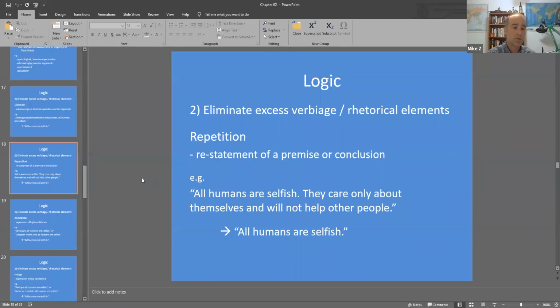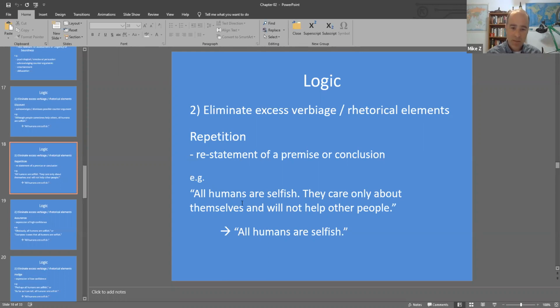This is a really common rhetorical technique where they just restate one of their premises or restate the conclusion. This is a little tricky because they might restate it using different terms, they might rephrase it somehow. And so we have to be sure that the rephrasing is still basically saying the same thing as the original phrasing. So here's a simple example, right? The author might say, all humans are selfish. They only care about themselves and will not help other people. So really this can just be boiled down to all humans are selfish, right?